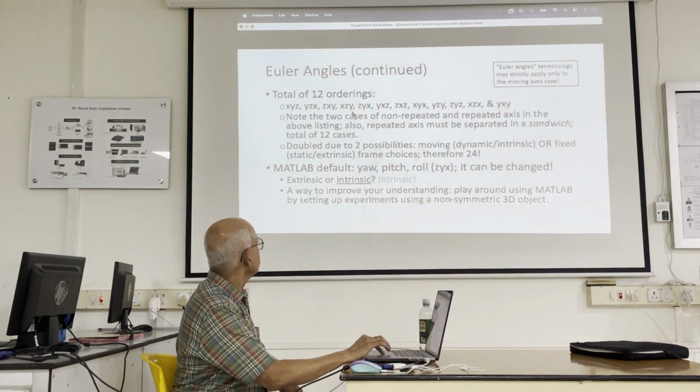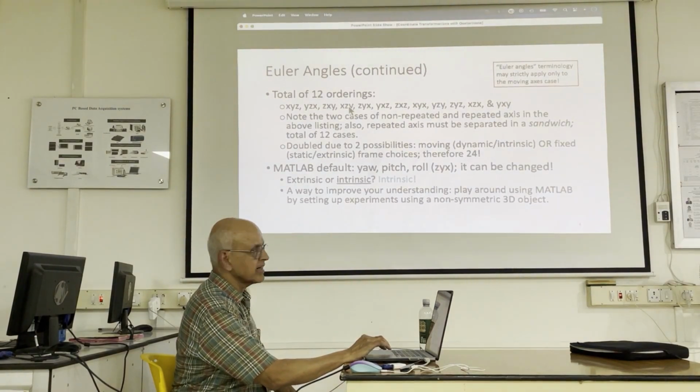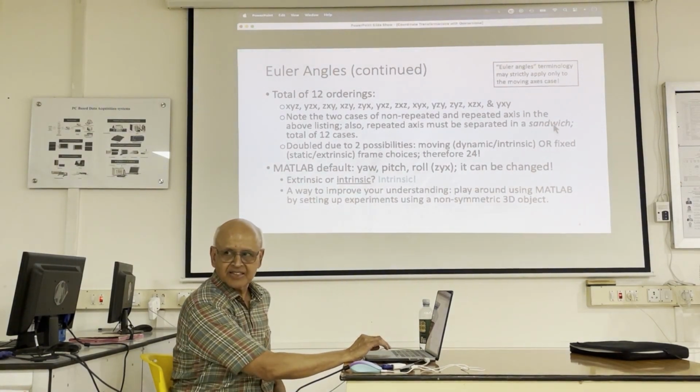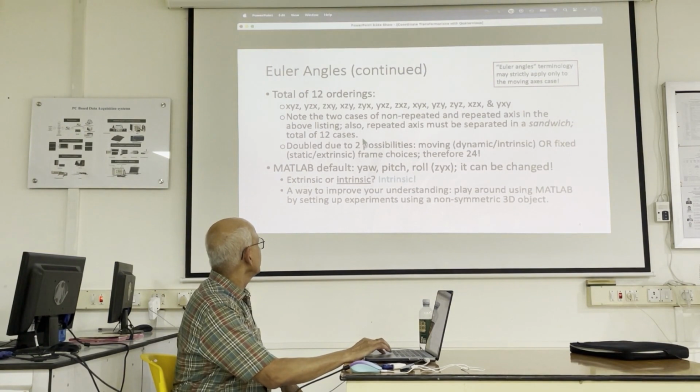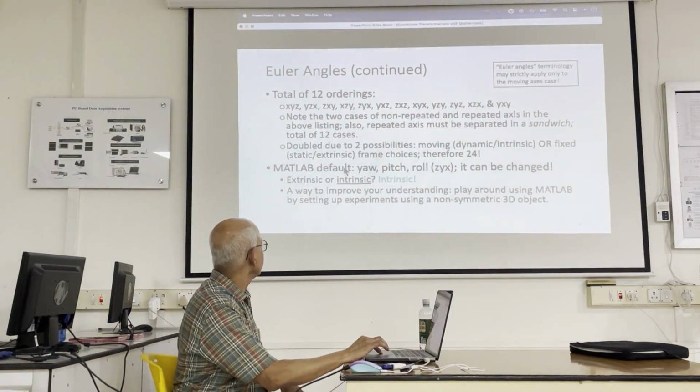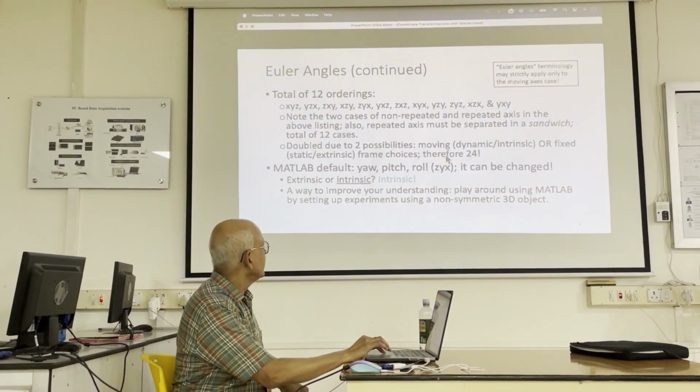So you get non-repeated as well as repeated axis. Repeated, non-repeated. Got it? Also, repeated axis must be separated in a sandwich. So total of 12 cases, right? But now you take the moving axis and the fixed axis and double them, and you end up at 24.